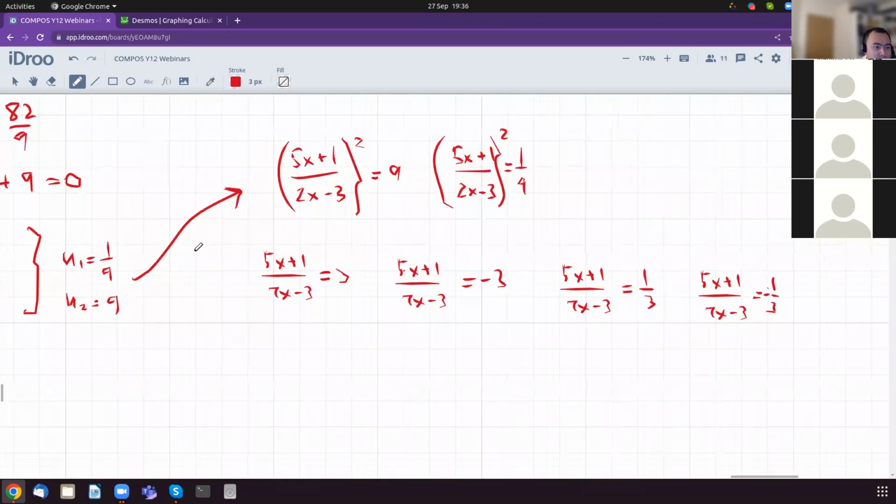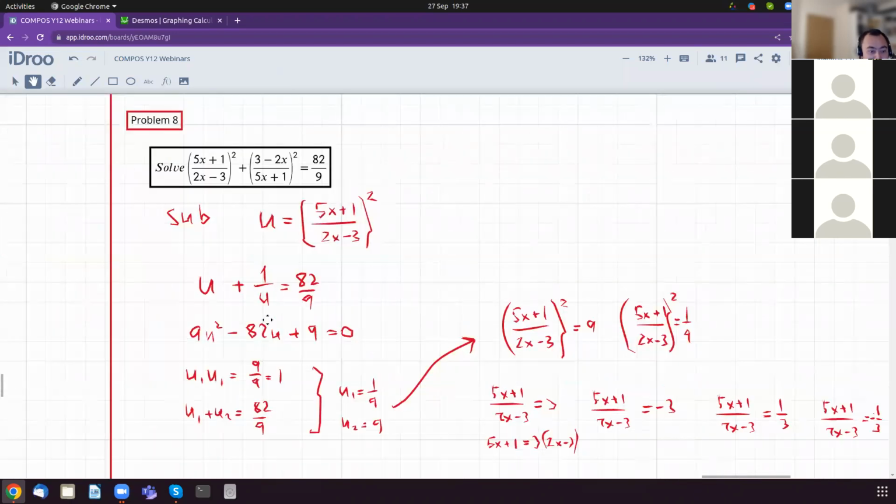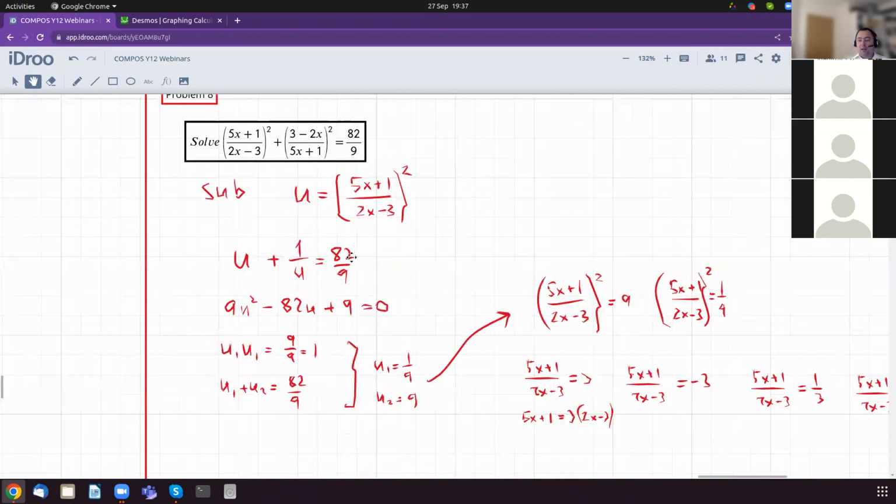And then you find these are linear equations. Actually, they don't look linear, but you just multiply both sides by 2x minus 3. So 5x plus 1 equals 3 times (2x minus 3), and you find x. Okay, so it looks scary, but actually it's not. It's quite straightforward. All right, that's it for today. Hope you found this useful. I did go through some questions which are very similar. If you have any questions.